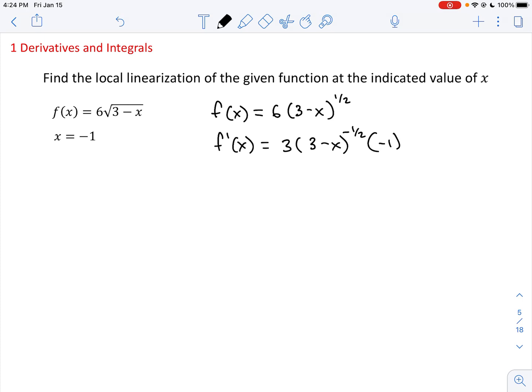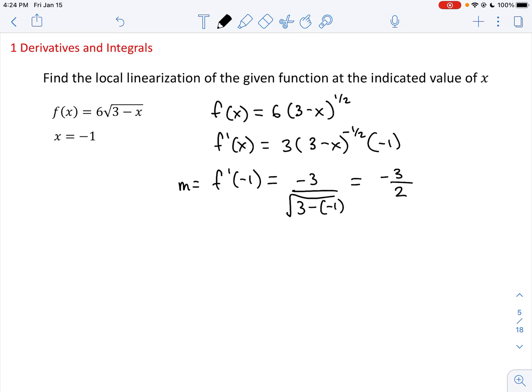And now we just want to plug in the x-coordinate in question to get the slope of the tangent line at that location. So the slope of the tangent line will be f prime of -1, which gives us, I'm going to do a little bit of simplifying here, the 3 times the -1, those multiplied be -3. And then the other part is 3 minus x to the -1/2. That's going to be 3 minus -1, because x is -1, and that's going to be under a radical. So we get -3 in the numerator, and we wind up getting square root of 4, which is 2 in the denominator. So there's the slope of our tangent line, -3/2.